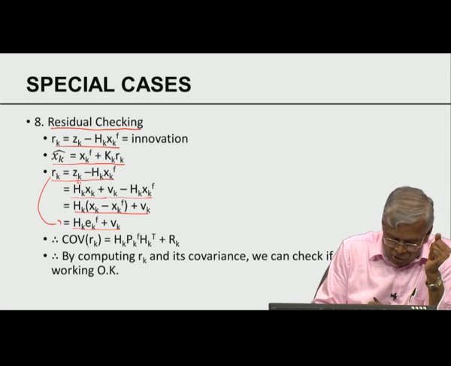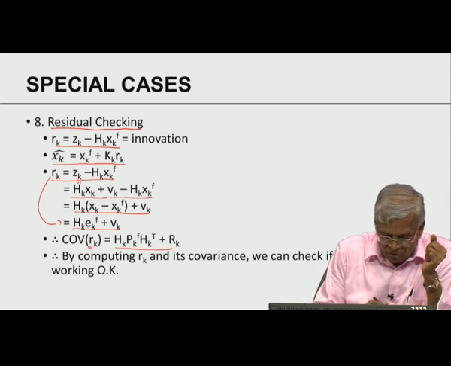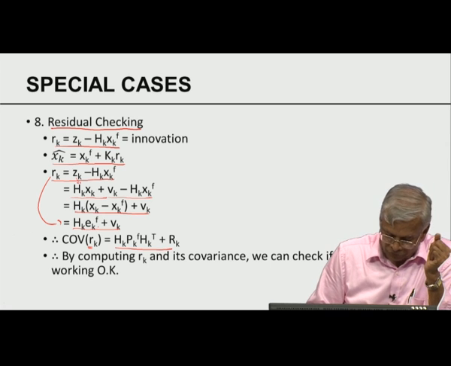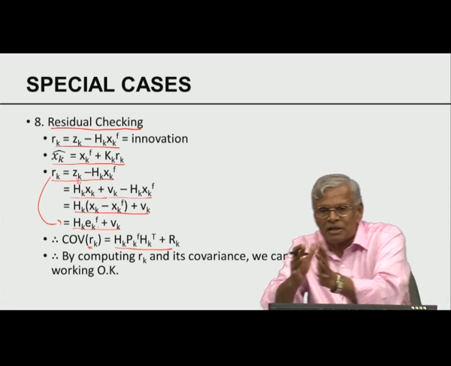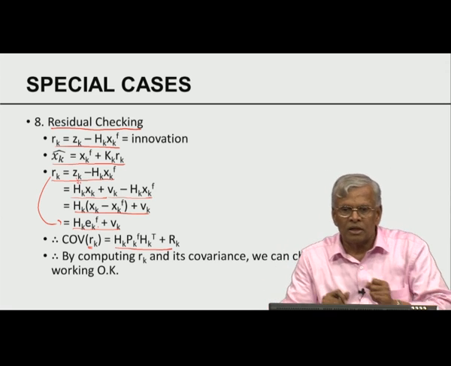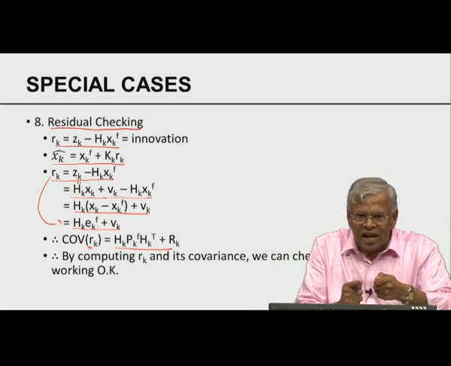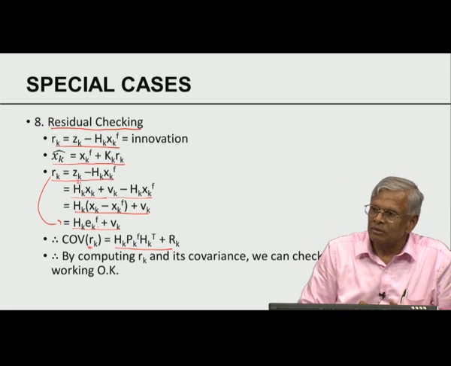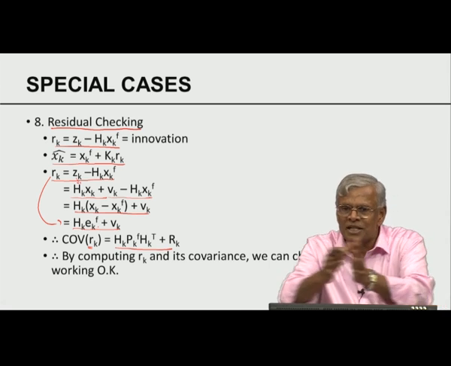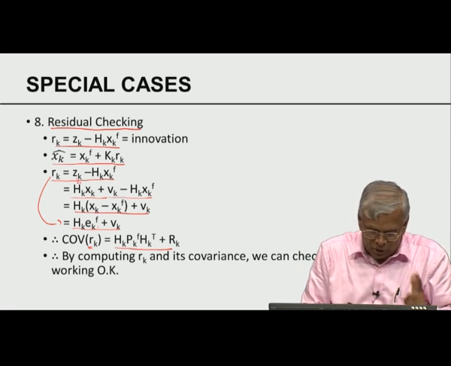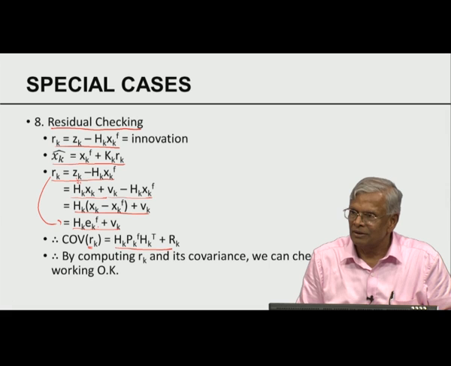The covariance of the residual is given by this. You can readily see that. So what is it that one could do? If you are trying to implement the Kalman filter, at every stage you can extract from your program the residual. So you will have a time series, this is the residual. If you have the time series of the residual, from the time series you can compute the covariance of the time series.